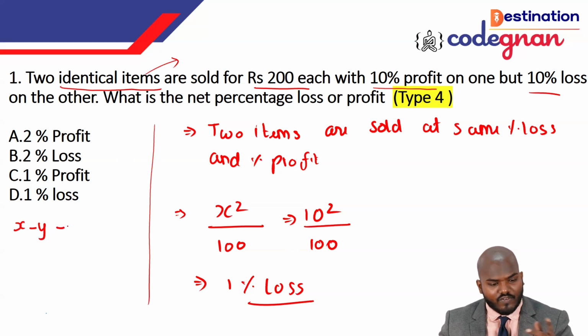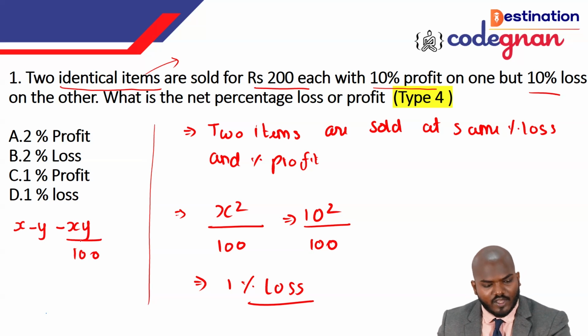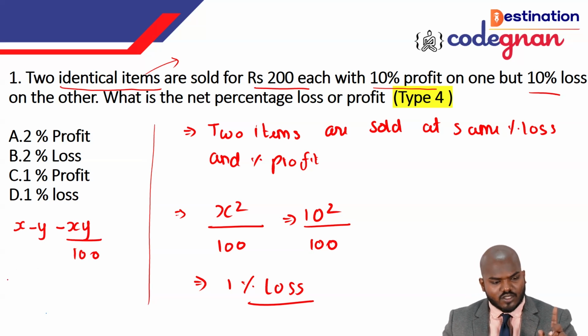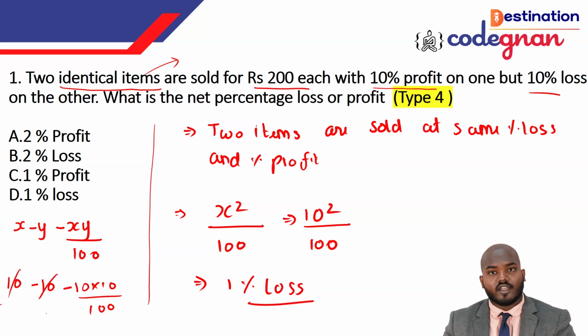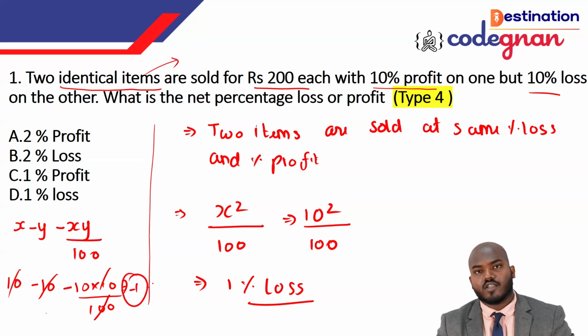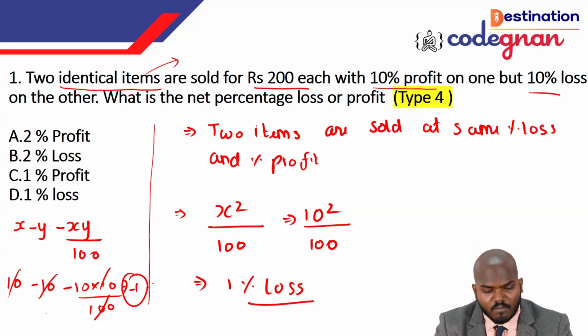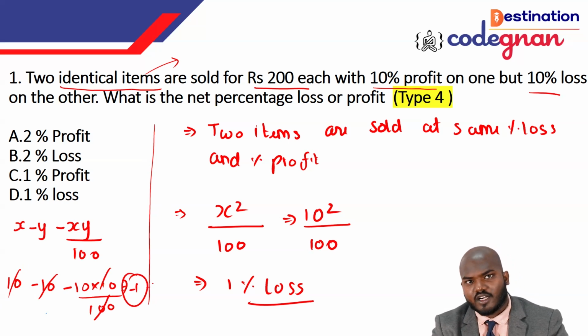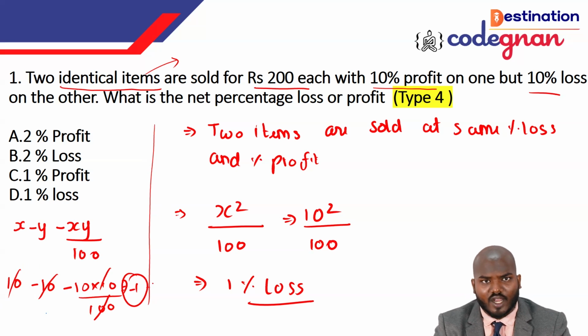And if we combine them, we can write it as minus xy by 100. You see this? One is 10 and the other is minus 10. So minus 10 times 10 by 100. If you work it out, you will get again minus 1 only. So we can call it a 1% loss. By this formula, you can predict whether it is a 1% loss, but you have to work it out like this. Okay, so this is how you manipulate it here.